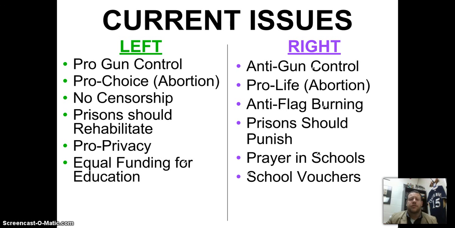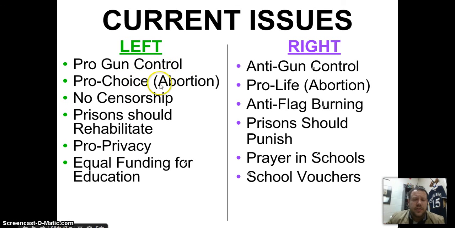So here are some big issues we kind of see here. I'm just going to bring this up, and you're going to see it on your notes. There's a whole page of this on your notes as well. But kind of see some of the left and right issues that we have here. So one of the big left issues: pro-gun control. Maybe you see fewer guns on the street to stop shootings, that kind of stuff.